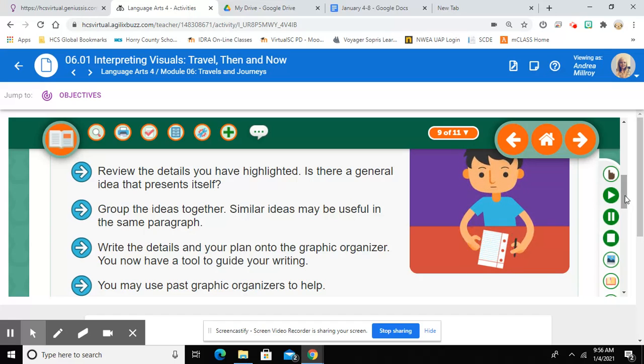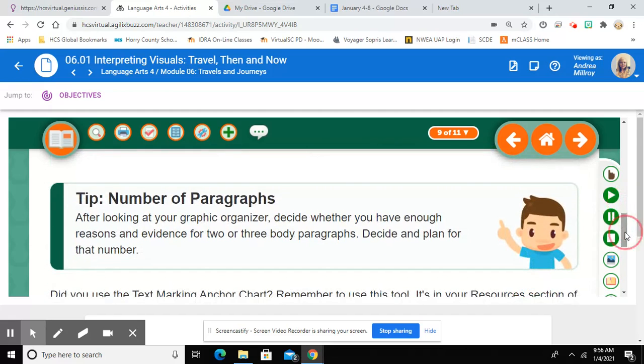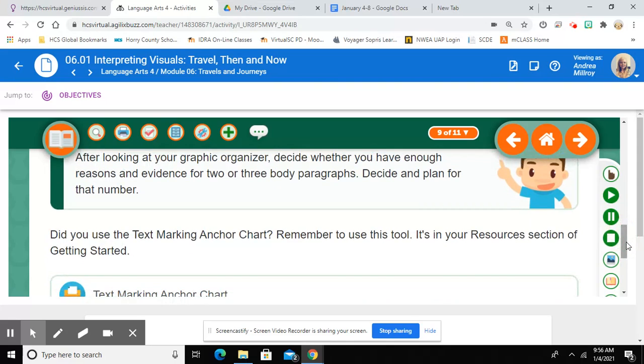You now have a tool to guide your writing. You may use past graphic organizers to help. Hold on to all the parts of your essay. You will work on this throughout the module. After looking at your graphic organizer, decide whether you have enough reasons and evidence for 2 or 3 body paragraphs. Decide and plan for that number. So if you have 2 good reasons, it should be an introductory paragraph, reason 1, reason 2, conclusion paragraph.